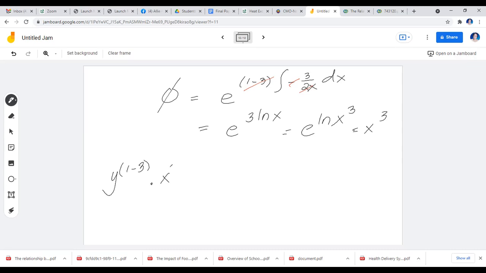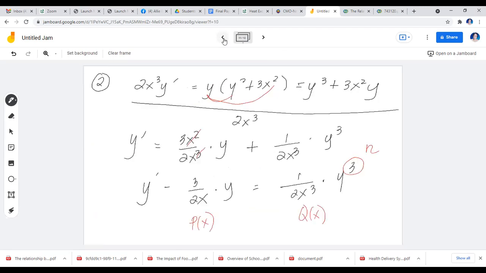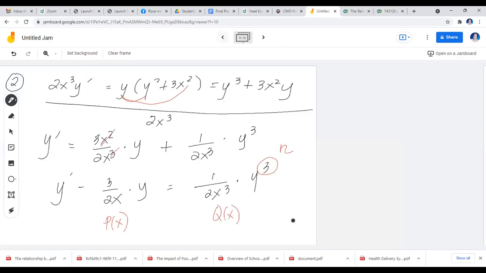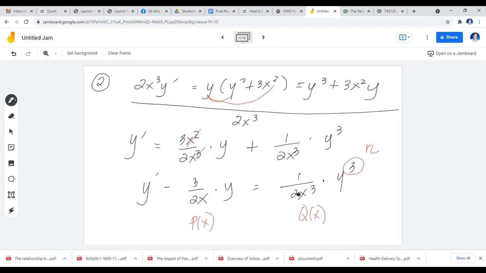The solution of your Bernoulli's equation would be then y raised to 1 minus n times this phi equated to 1 minus n integral of, so what is our q of x? So our q of x is 1 over 2x cubed. So I will have here 1 over 2x cubed for my q of x. Then it should be multiplied to my phi, which is x cubed dx. Let me check if our q of x is positive. Okay, this one is positive.